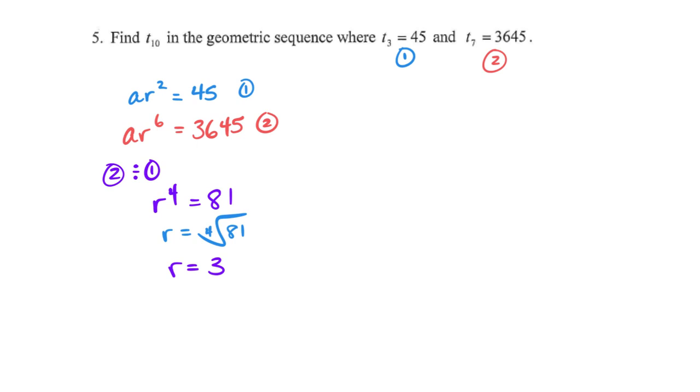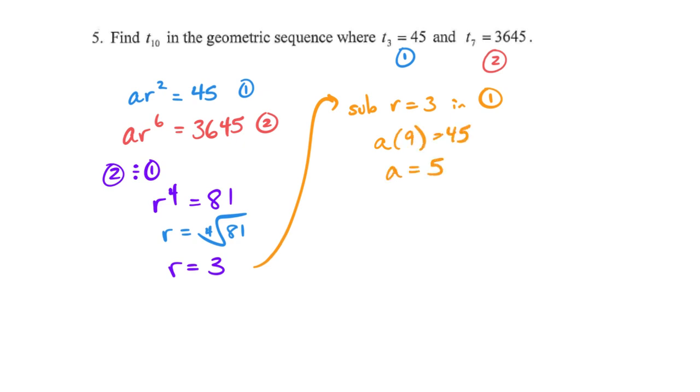Now that we know that R is 3, we want to go through and figure out what is our A value. And so I am going to sub R equals 3 back into one of my originals. Equation 1's got the smallest numbers. That means A times 9 gives me 45, and I find out that I have an A value of 5.